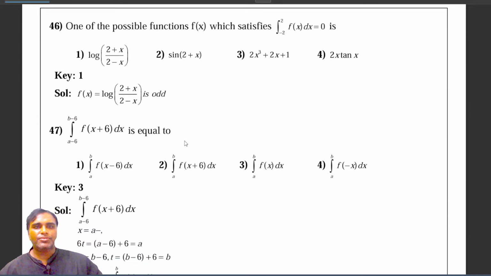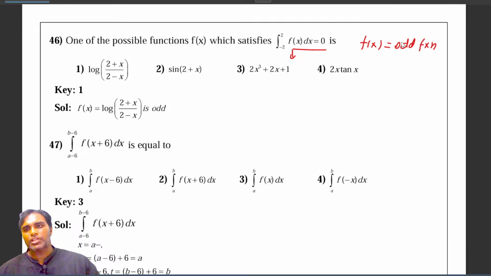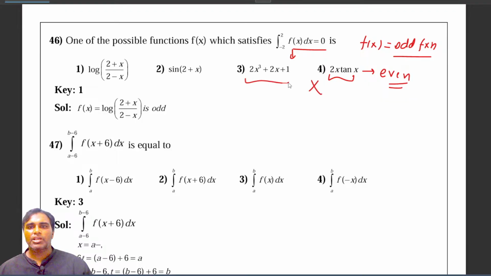46, let's move. The integral from minus 2 to 2 of f(x) dx is 0, which means f(x) is an odd function. Now is it an odd function? Let's see this one. If I put minus x, minus will come from x also, minus will come from the tan also, minus minus will become plus, so it is an even function. So this is not my answer. Is it an odd function? If we put minus x in place of x, we'll get minus x cube minus 2x plus 1. So this is a function that is neither even nor odd.